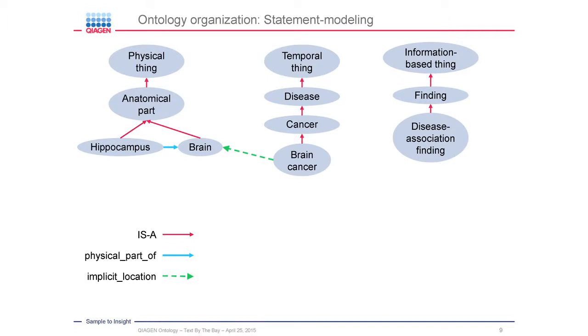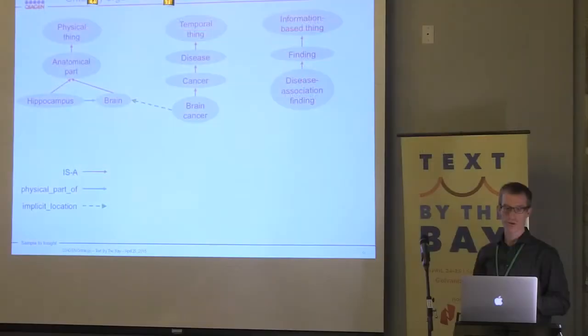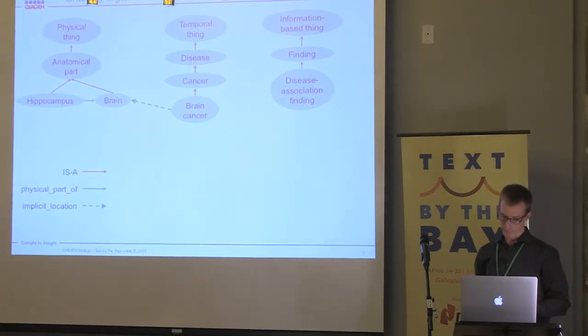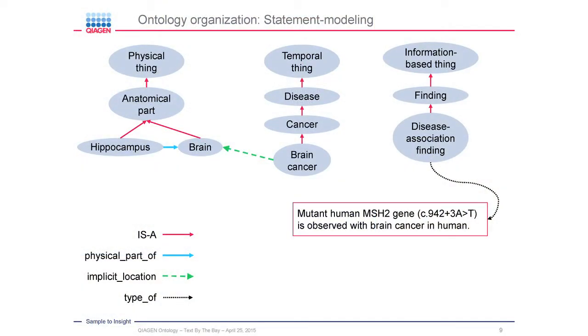Finally, in addition to physical and temporal things, we have what we call information-based things. And among those are findings, or these assertions that we might curate from the world. We have kinds of findings. We have a restricted set of kinds of findings. We add to it as needed, but it all falls within a unified model. So one of those kinds of findings might be a disease association finding. Here's an example of something like that.